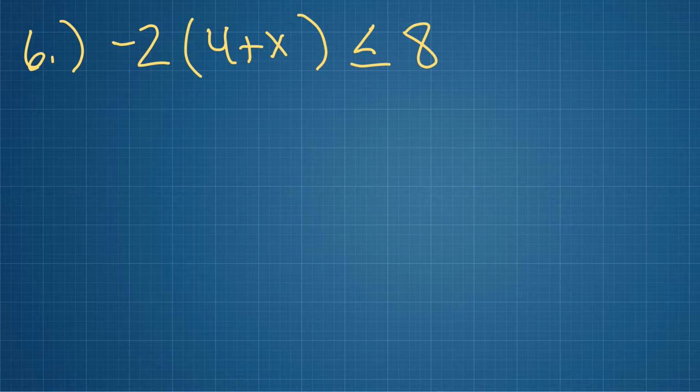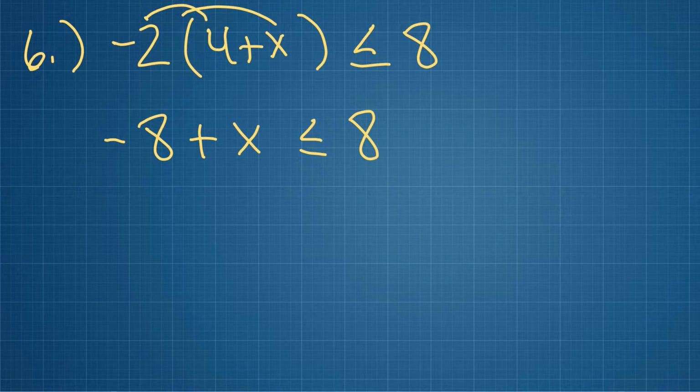All right, number 6, I'm going to distribute the negative 2. So I get negative 8 plus x is less than or equal to 8. I add 8 to both sides. I get x is less than or equal to 16.